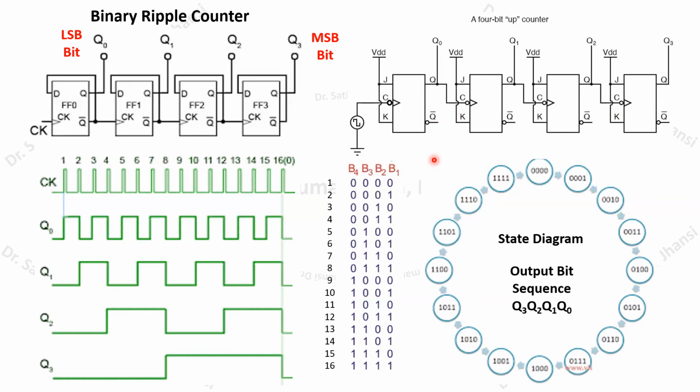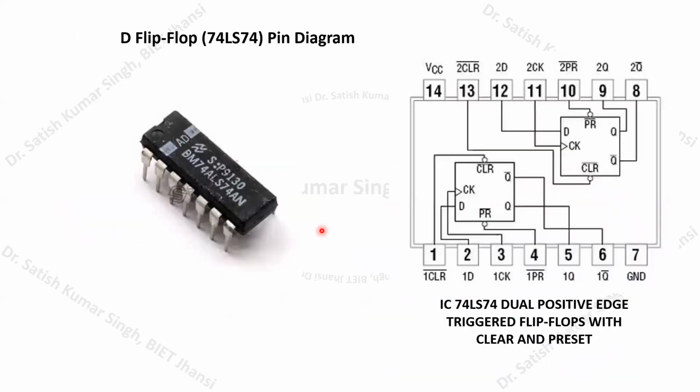Basically, you have to remember which IC we have to use for the D flip-flop, and which IC for the JK flip-flop, and what the internal pin diagram is. We have to use the 74LS74 IC. This is our D flip-flop IC, and here you can see its internal pin diagram. You have to remember this pin diagram, because you have to make the connection on the breadboard depending on this particular internal pin structure.